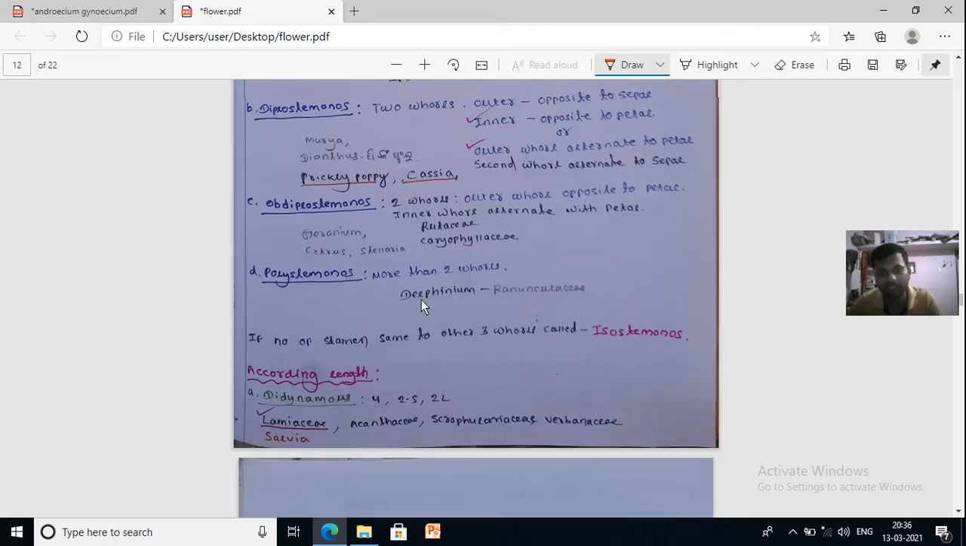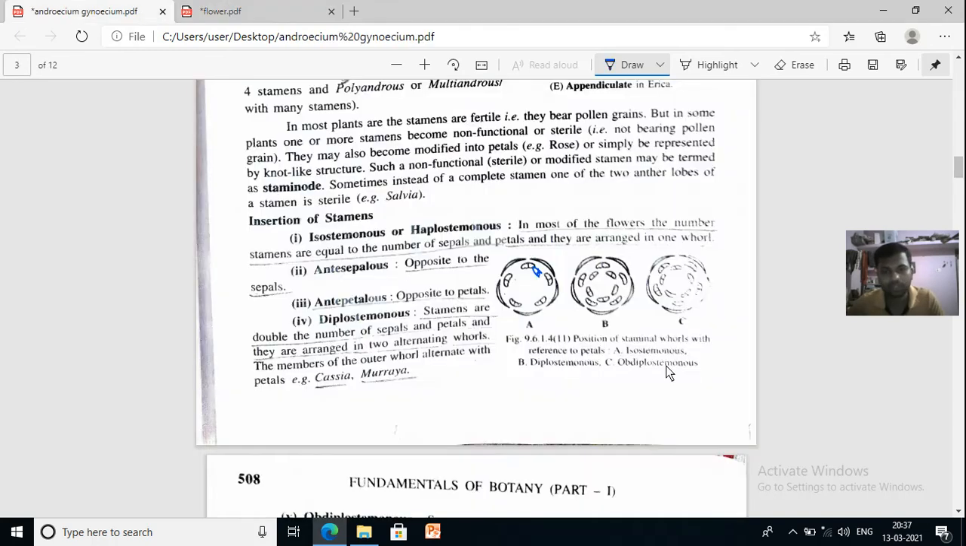Now the polystemonous condition: when the stamens are arranged in more than two whorls, it is known as polystemonous condition. It is found in Delphinium, which belongs to Ranunculaceae. Look at this figure here. This is the isostemonous condition. B is the diplostemonous condition. Here two whorls are present. Here the outer is alternate, inner is opposite. Whereas that is the obdiplostemonous condition. Here look, the outer is opposite but inner is alternate. Always remember this point.